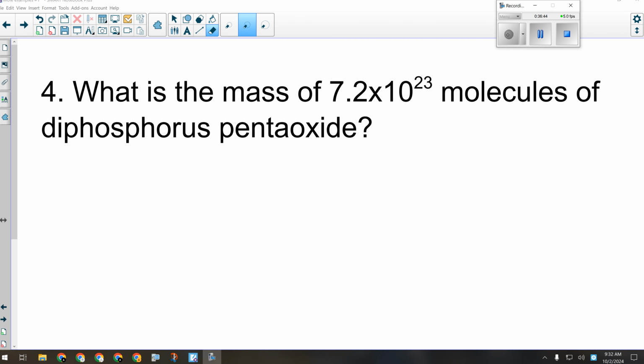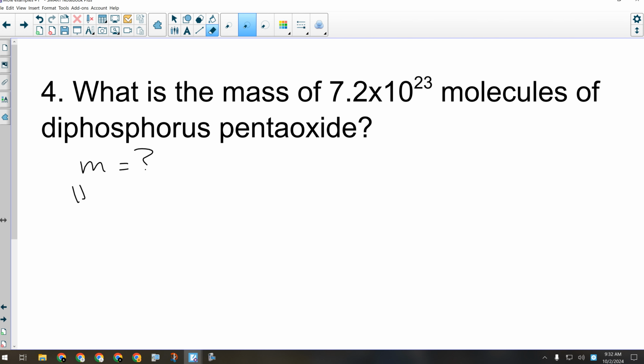So in this one, they're asking for the mass. So we're looking for little m, okay? And they tell me the number of molecules. Okay, number of molecules is going to be 7.2 times 10 to the 23. Is that more or less than a mole? Just a tiny bit more, right? If 1 mole is 6.02 times 10 to the 23, this is 7.2 times 10 to the 23. It's just a little bit more than a mole.